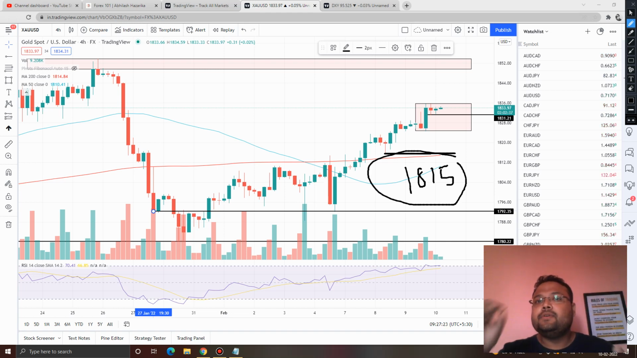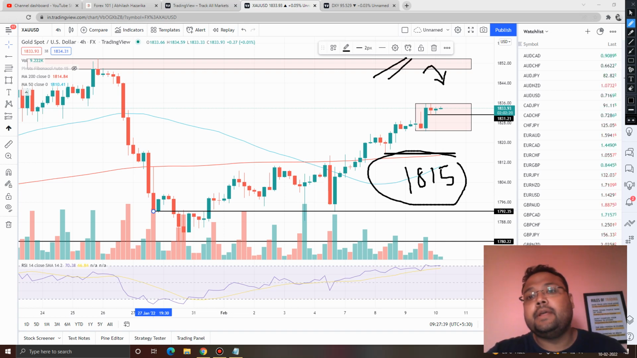If you see heavy falling in the market after the news, there is a possibility that the market will try to bounce from the 1815 level if gold comes down. And otherwise, if gold goes up, this is the resistance zone. There is a possibility of the market reversing from here.